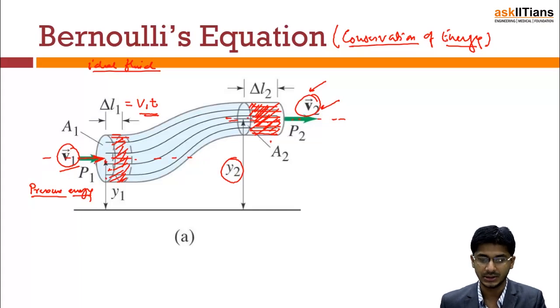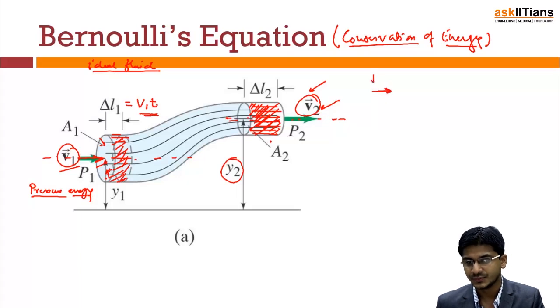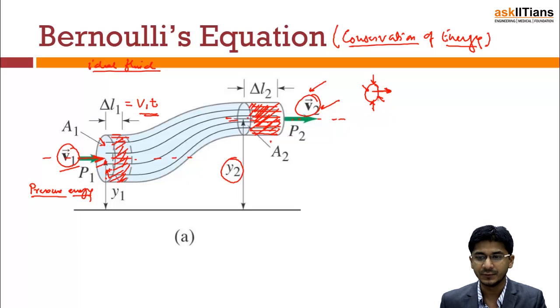Then there is the pressure energy. The other force present here is the normal force by the contact surfaces. This normal contact force is perpendicular to the velocity of the fluid. The velocity of the fluid is in this direction, and the normal reactions act from the top and from all directions like this. So these normal forces do no work on this flow of the fluid.